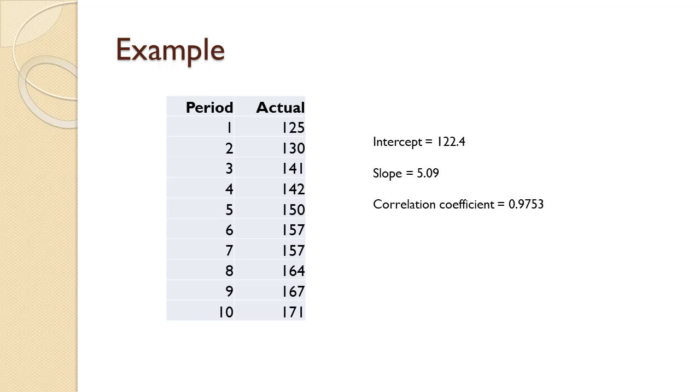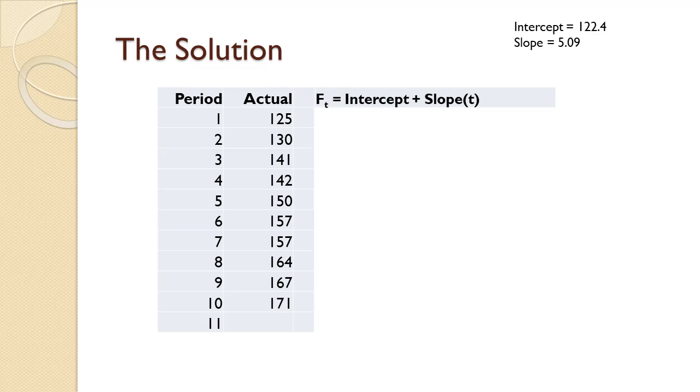For the data shown on the slide, we wish to compute a simple regression forecast. Note that the intercept is 122.4, the slope is 5.09, and the correlation coefficient is 0.9753. Also note that this is the same data we have used for prior forecasting examples. The correlation coefficient of 0.9753 tells us this is an excellent forecasting model since it is very close to 1. As discussed before, this value is not used in the calculations themselves. As we've said before, the forecast for any period is just the intercept plus the slope times that period number.